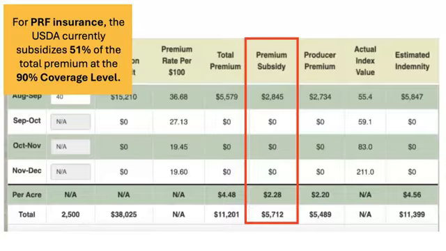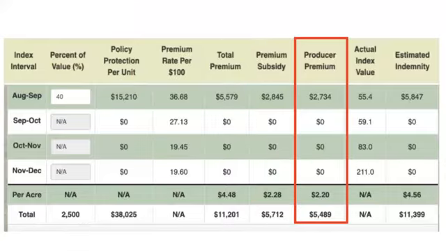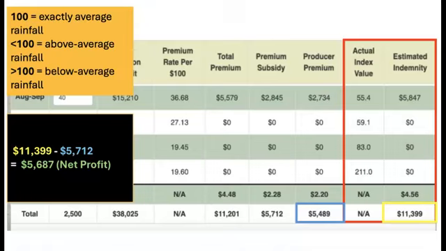This is the amount of the premium that the producer is responsible for paying after the government subsidy is calculated. The actual index value is how much rainfall was recorded for that period on the scale we discussed earlier. And finally, the estimated indemnity is what the producer may receive after all calculations. Remember that estimated indemnity and premium costs are displayed separately. To evaluate the overall financial outcome of the policy, producers should compare the estimated indemnity with the total producer premium that they paid.